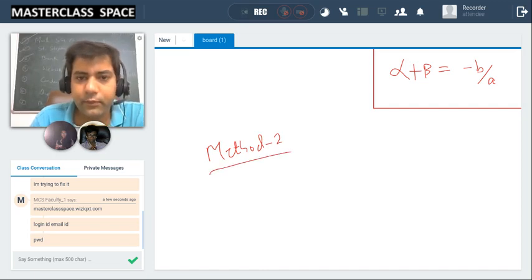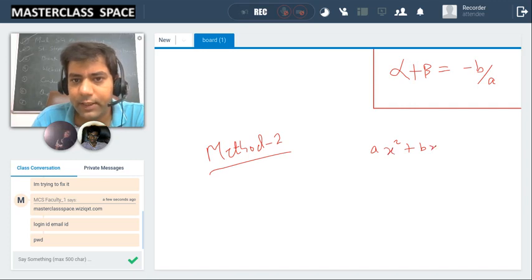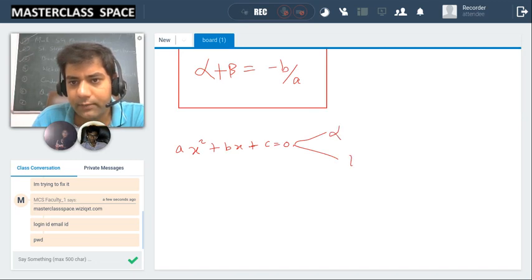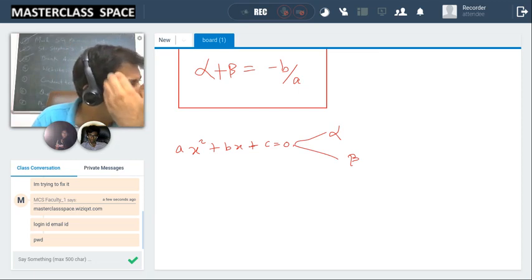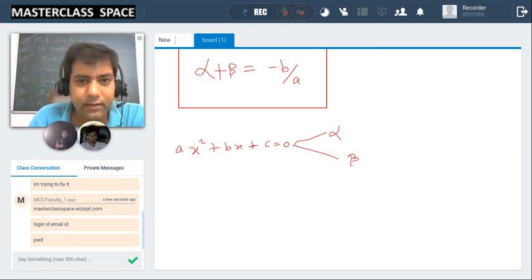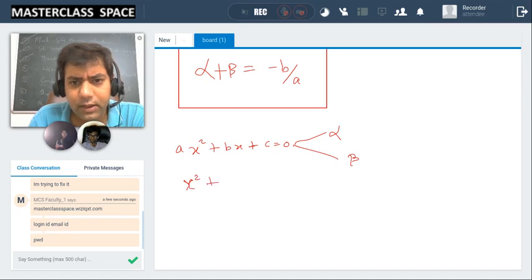Okay. Guys, for example, this equation, ax square plus bx plus c equals to 0. Write it properly, otherwise you will get confused. It has two roots, alpha and beta. Okay. Guys, if I divide this whole equation by a, it doesn't change anything, like we did. We can divide the whole equation by a. It will be x square plus b by a x plus c by a equals to 0.